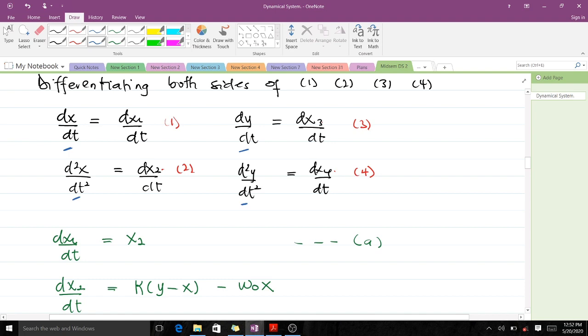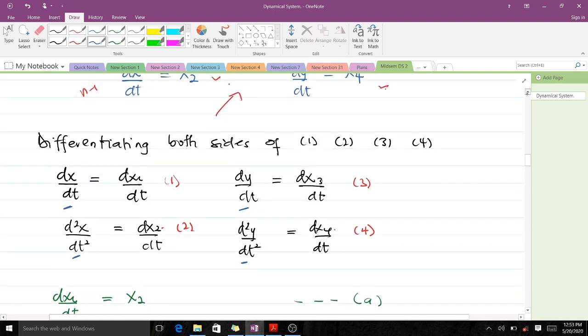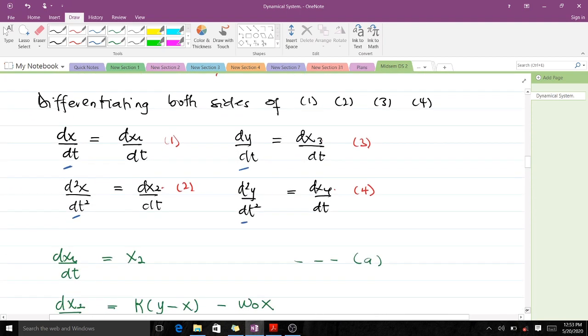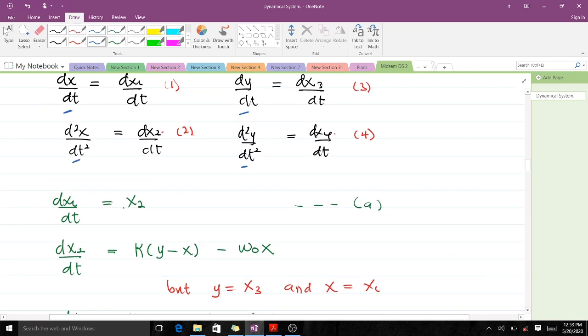So when it comes to dx1/dt, it is equal to ds/dt, but note that here ds/dt is equal to x2. So that means our first equation will be dx1/dt equal to x2, because here dx1/dt was equal to ds/dt, and this ds/dt is x2. So we have this to be our first equation, so equation A.